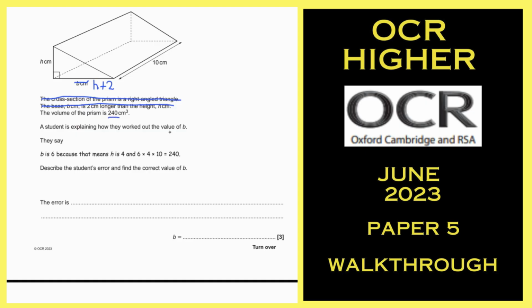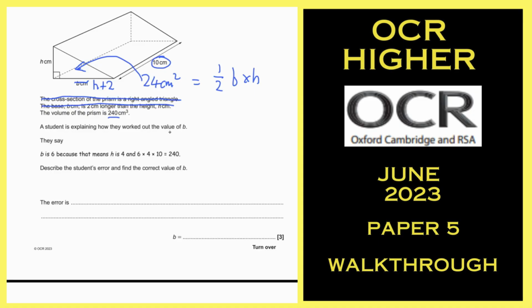The volume of the prism is 240. If you do volume divided by the depth, you get 24, which is the area of the face. The face is a triangle. We can say it's a half base times height, which obviously we've replaced the B with H plus 2. Either way is fine. A student is explaining how they worked out the value of B.